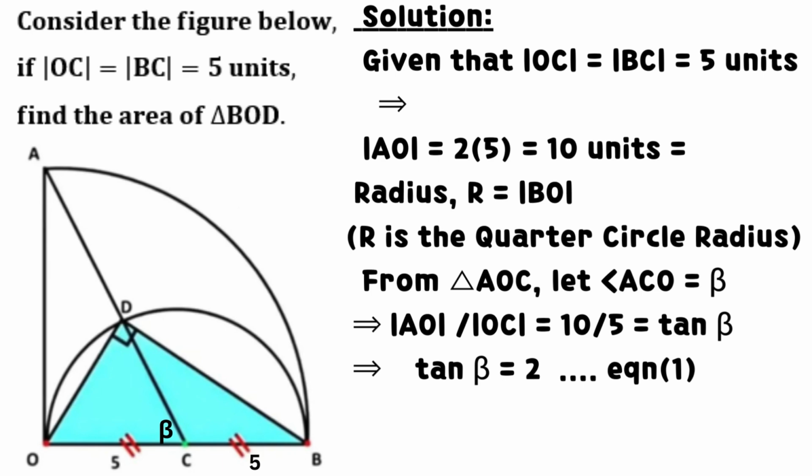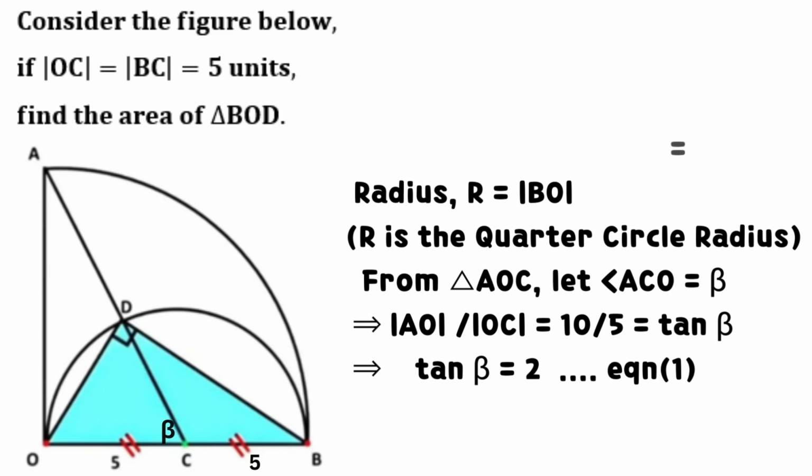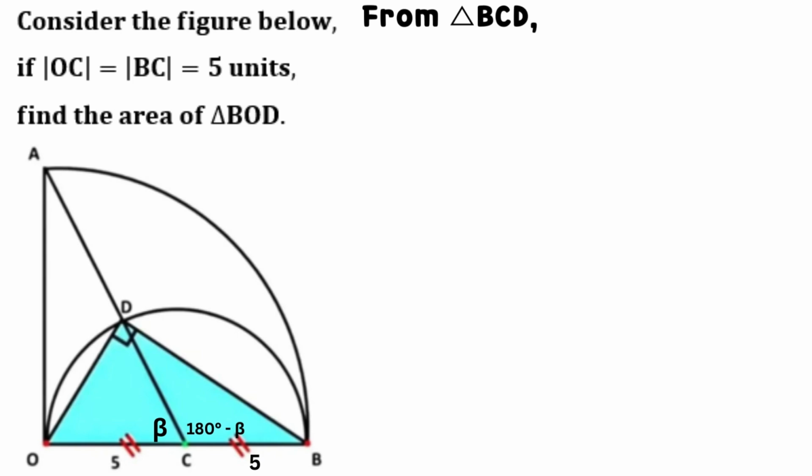From triangle AOC, let angle ACO equal beta. Thus, AO divided by OC equals 10 divided by 5, which equals tan beta. This implies that tan beta equals 2. We call it equation 1.